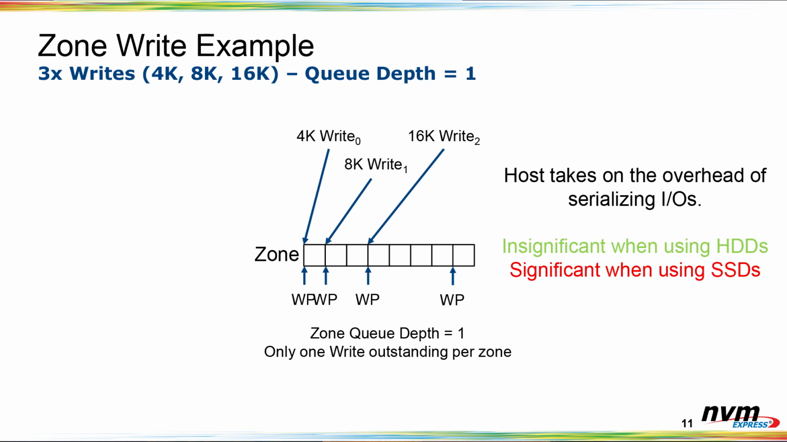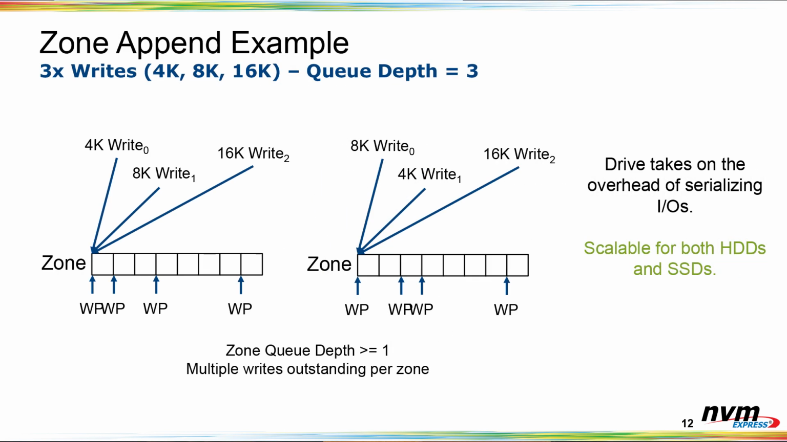So for zone append, yeah, so that's 2 examples. The same example as before. There's a 4K write, the write pointer increases. Now we are writing to the same place.